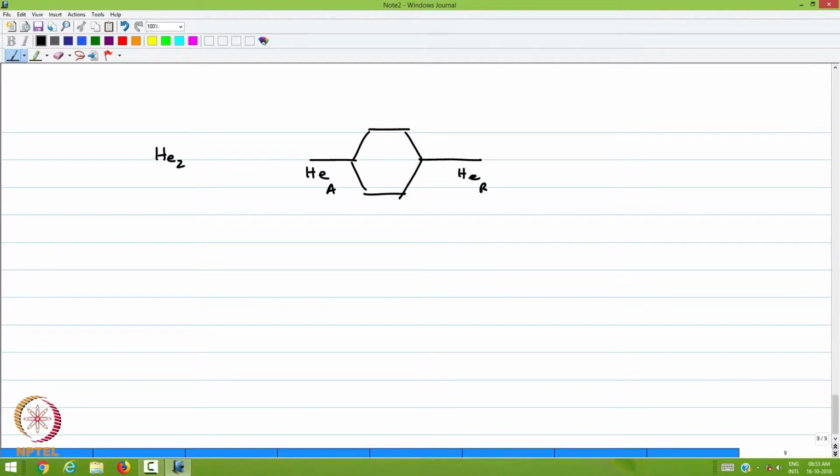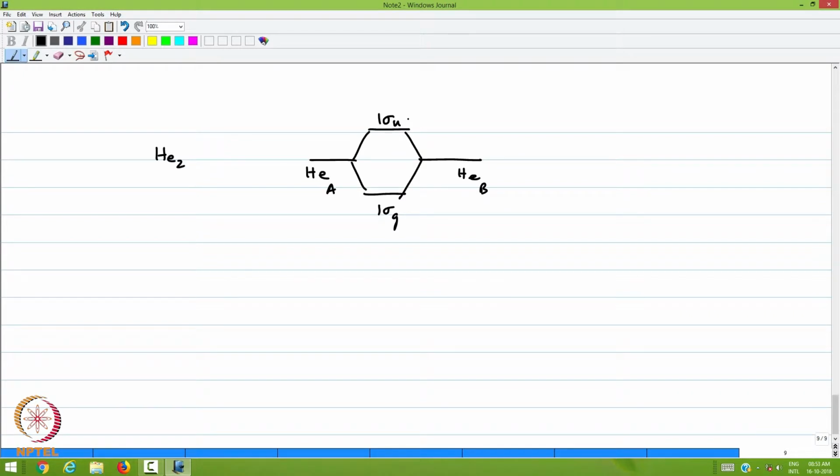Helium A, helium B, this is 1 sigma G, this is 1 sigma U. This is possible only for the homonuclear diatomic molecules, because when you interchange the coordinates of all the atoms, this is what happens. In the case of heteronuclear diatomic molecules, we do not have the G-U symmetry. The labels are simply pi, sigma, etc.